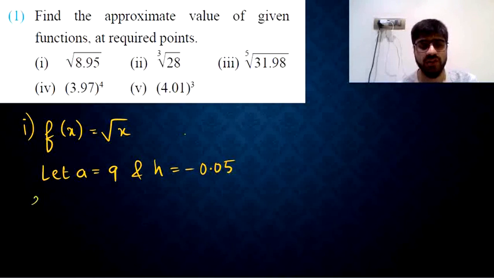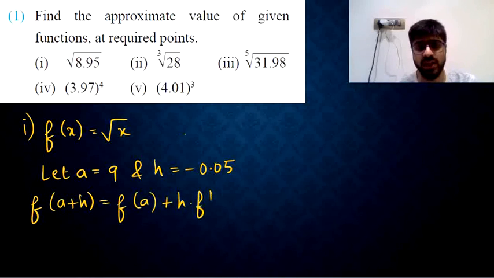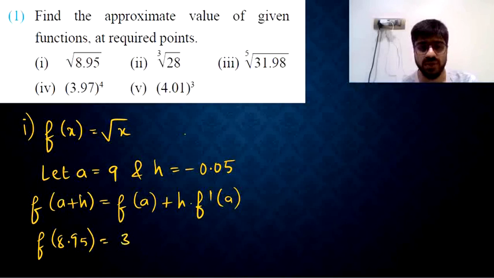Okay, so f of a plus h, that's the formula. F of a plus h is f of a plus h into f dash a. So we have f of a plus h, a plus h, that will be 9 minus 0.05. So we will have f of 8.95. That should be equal to f of a, that is f of 9. F of 9, that will be, f of x was root x, right? So f of 9 will be root 9 and that will be equal to 3. So we have 3 plus h, which is minus 0.05 into f dash a.